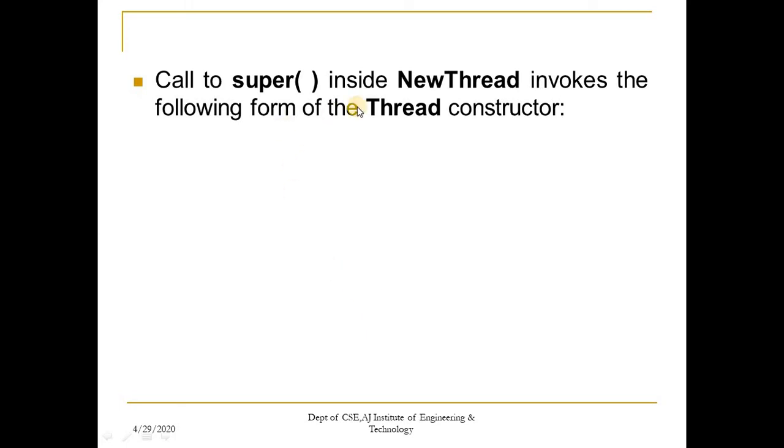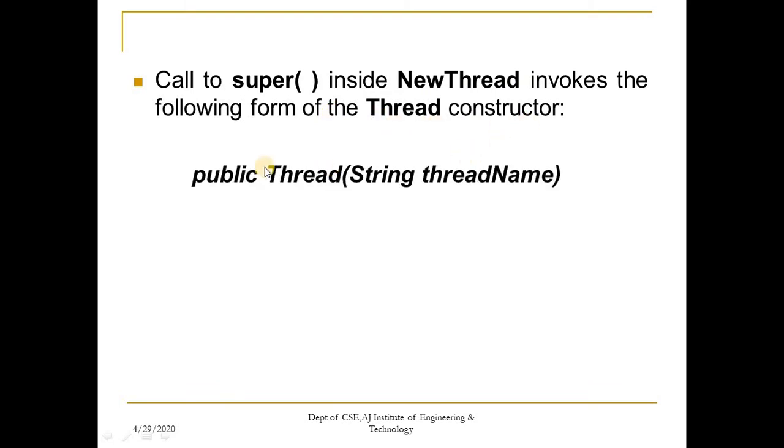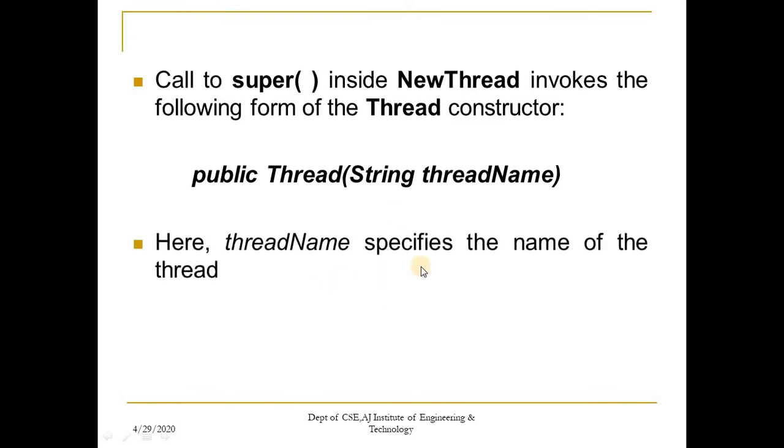So the call to super inside NewThread invokes the following form of the Thread constructor: Thread(String threadName). As I already told you, we are making a call to the superclass constructor, that is, in other words, we are making a call to the constructor of the Thread class. That constructor has this particular prototype. It takes a parameter, a string, which is the thread name. So the thread name specifies the name of the thread.